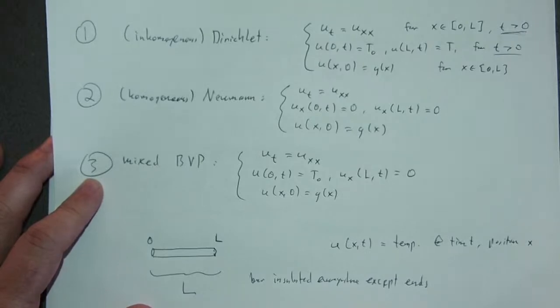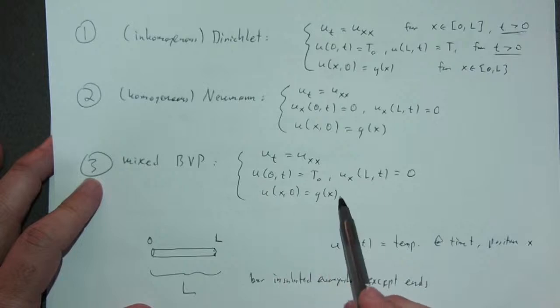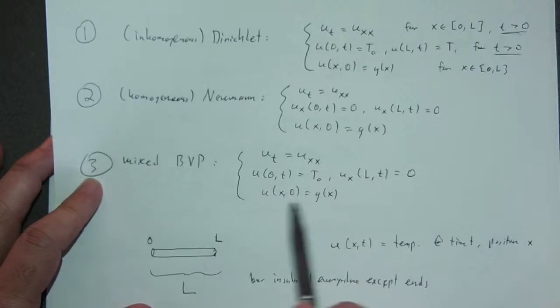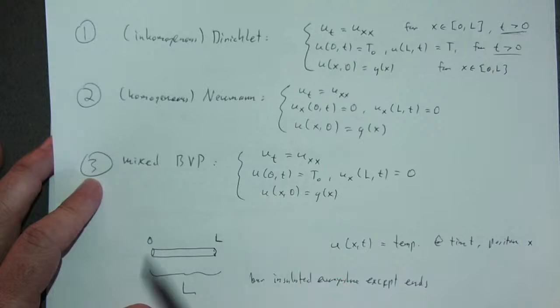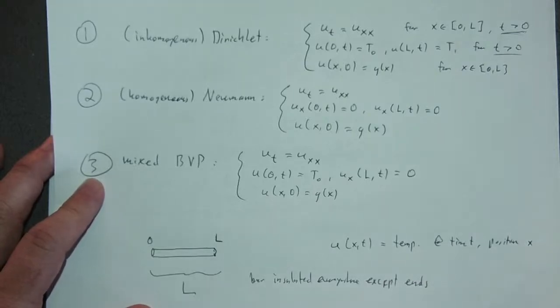You can think of, in this context, this initial g of x as providing an initial temperature distribution. My left end is at a constant temperature T naught, attached to some universe with constant temperature T naught. My right end is insulated, so no heat is escaping. So what is going to happen?